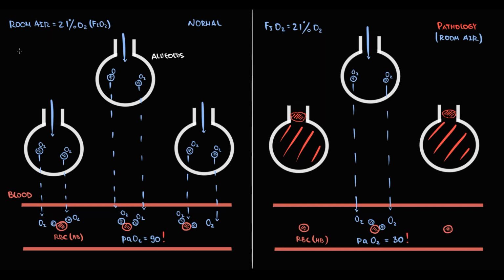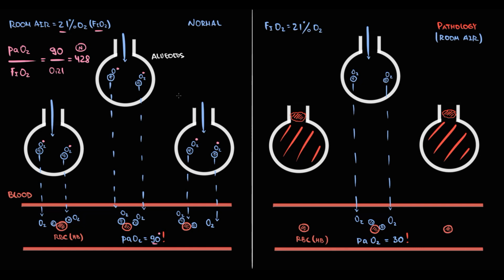So if we do not know how much of the lungs are not working, how do we compare the values of partial pressure of oxygen with room air and with supplemental oxygen? And for this purpose, we have the ratio. So if we divide partial pressure of oxygen in the arterial blood, which is 90, by fraction of inspired oxygen, which is 21%, now we get 428, which is within 300 and 500, so it's normal.